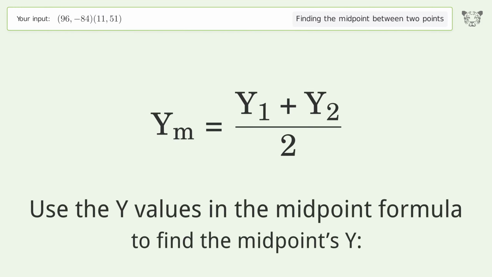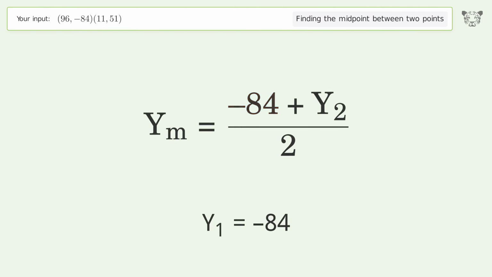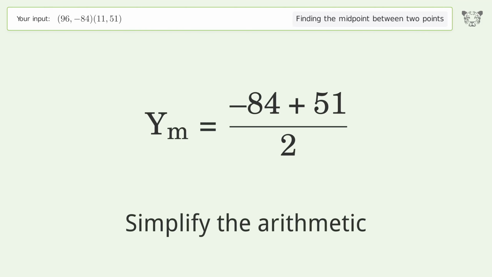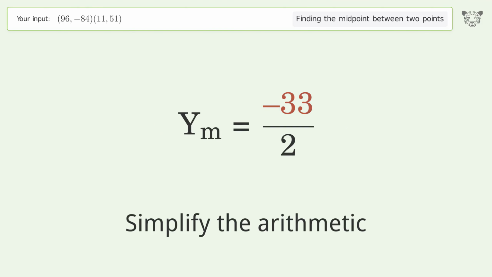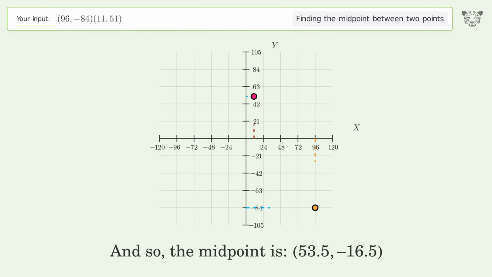Use the y values in the midpoint formula to find the midpoint's y. y1 equals negative 84. y2 equals 51. Simplify the arithmetic. And so, the midpoint is 53.5, negative 16.5.